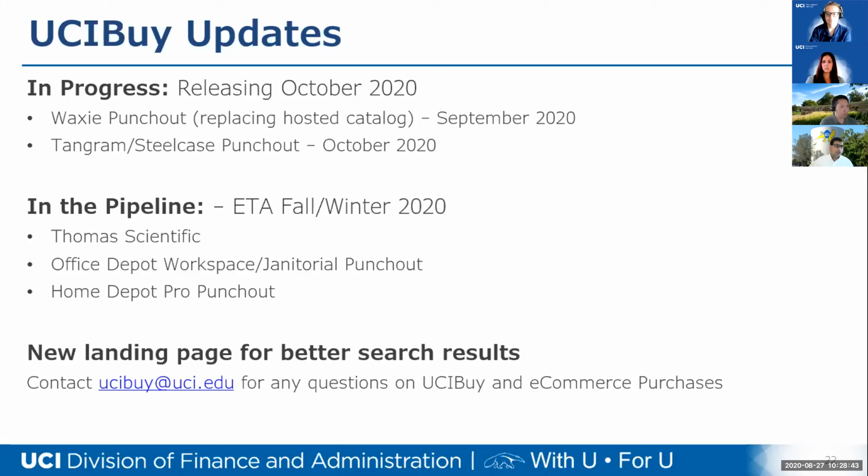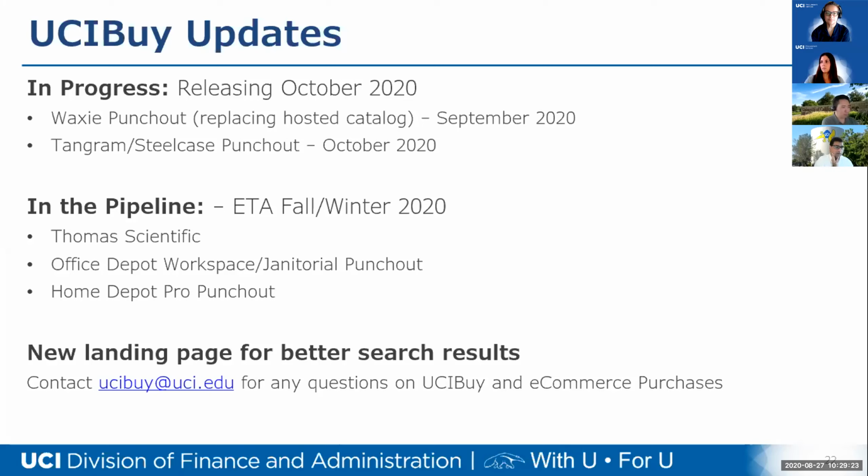In the pipeline, we have Thomas Scientific, Office Depot Workspace, and Home Depot Pro. Those are all Punchouts we have done. Again, we like Punchouts because they're easy to search and they look good, and they're directly connected to the website too. The Office Depot and Home Depot Pro are designed more for facilities, but they have a lot of commodities in there. They also have a lot of janitorial commodities and janitorial products in there for those two.